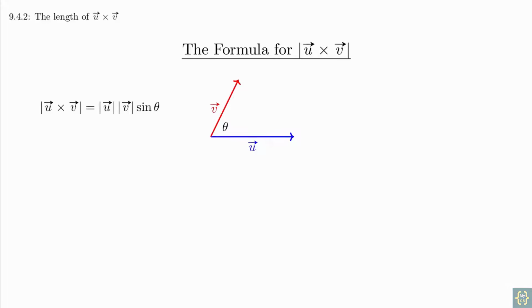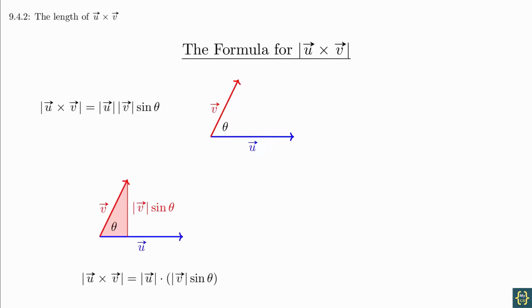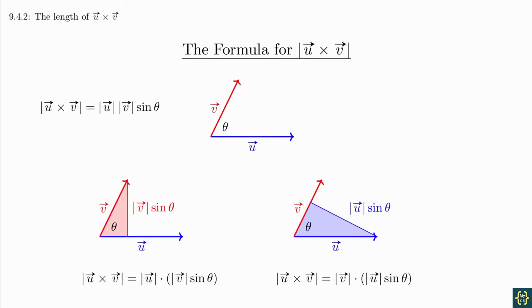The first thing to notice is that if we combine the length of v and sine of theta into a single term, we end up with something geometric. If we draw out the vectors like this, it turns out that the length of v times sine theta gives you the distance from the tip of v to the line formed by u. The same thing works if we combine the length of u with sine of theta instead.